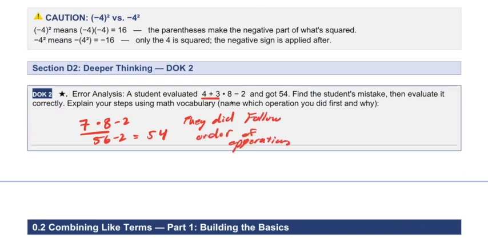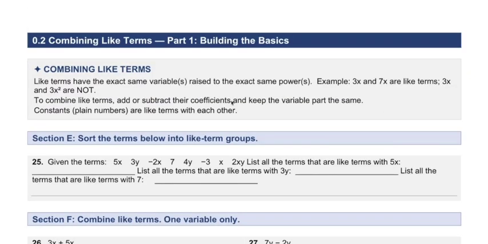Let's evaluate correctly. Well, we're going to have to multiply the middle 2 first. Following order of operations, in this context, we want to multiply first. So we get 3 times 8 is 24, and we still have 4 plus 24 minus 2. And then we could add left to right. So 28 minus 2 is 26. There we go.